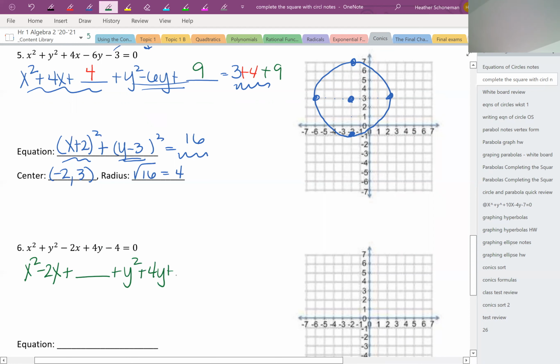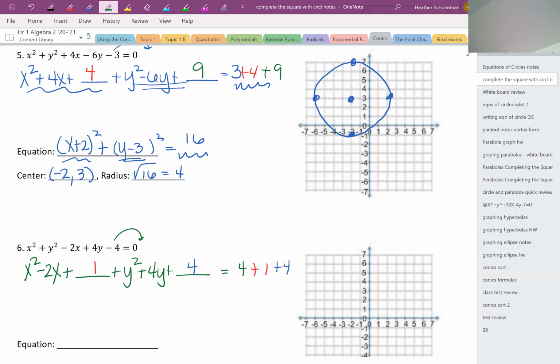All right, if we try this again, we have x squared minus 2x plus blank plus y squared plus 4y plus blank equals, this negative 4 goes to the other side and becomes positive. Half of 2 is 1. 1 squared is 1. Add the number to the other side. Half of 4 is 2. 2 squared is 4. Add the numbers to the other side.